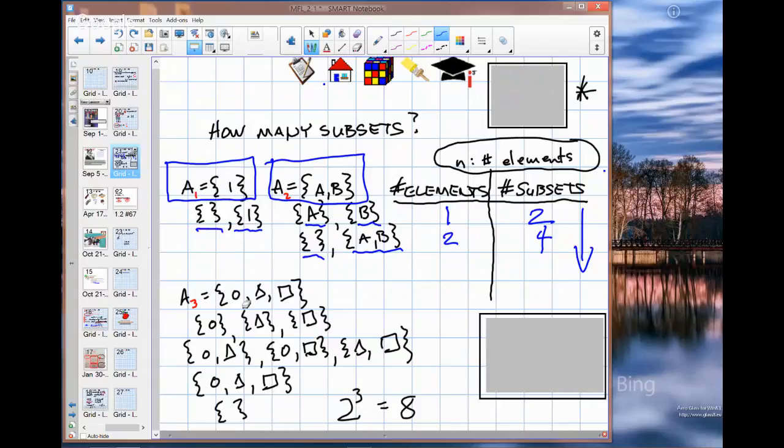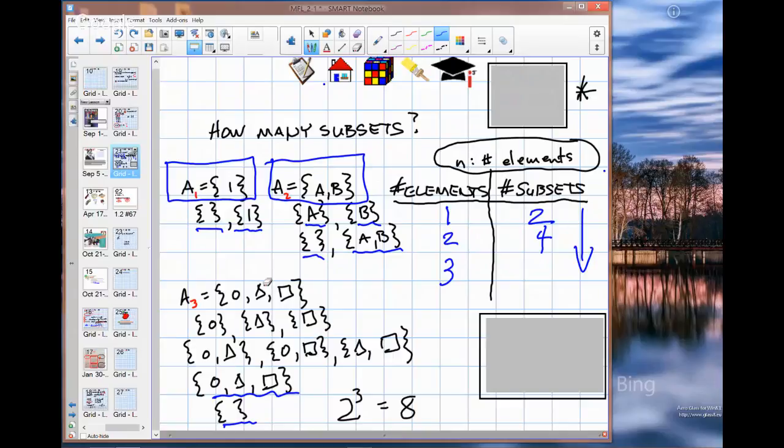Here's the third set. It's got 3 elements: circle, triangle, square. How many elements? 3. Now, subsets. Well, we've got the singles: the set with just circle, the set with just triangle, the set with just square. And then we've got the so-called duals, 2 at a time: circle, triangle; circle, square; triangle, square. And then there's the improper subset that's got everything in it. And then there's the empty subset.